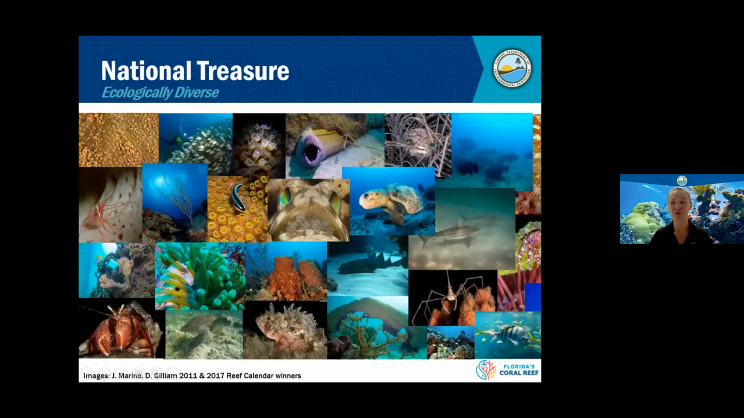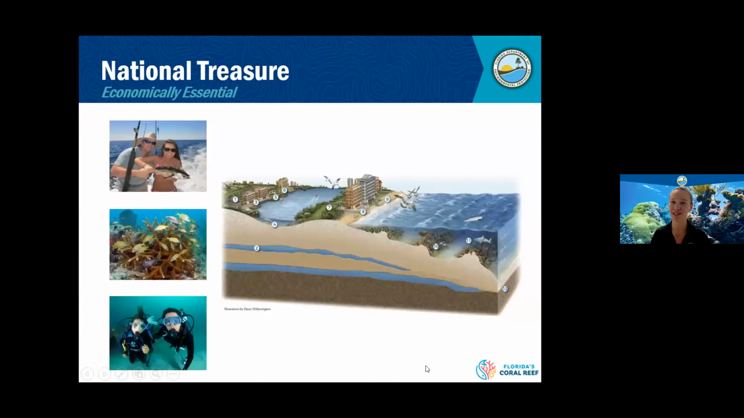So Florida's coral reef truly is a national treasure. It's incredibly ecologically diverse with over 40 species of stony corals that provide habitat for millions of animals and plants. And every picture that you see here was actually taken on our coral reef here in Florida. As Maddie mentioned during her presentation, coral reefs are economically essential as well. As Maddie said, they're a first line of defense and protect the shoreline from waves during storms. Healthy reefs can break apart 97% of wave energy that would otherwise reach and erode our shores and beaches.